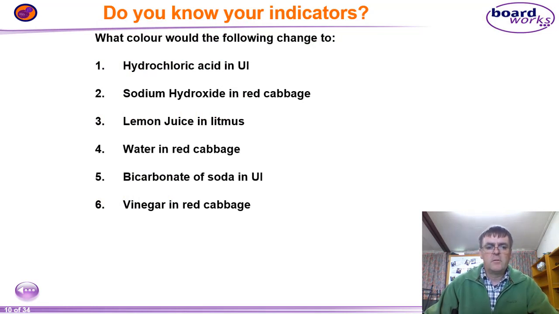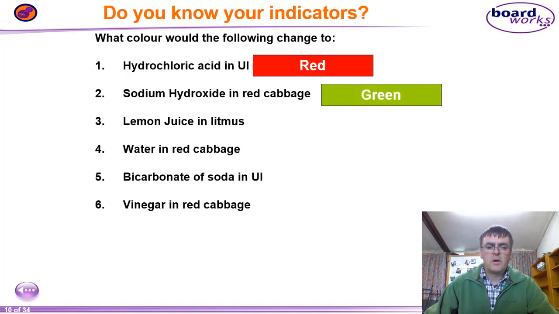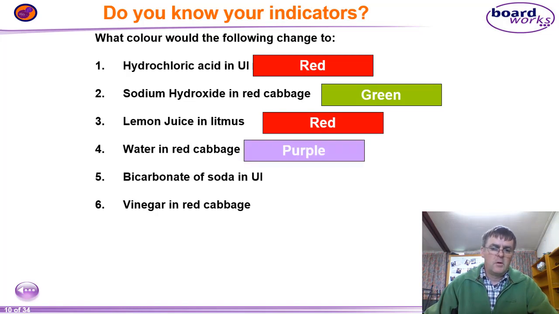So hydrochloric acid in universal indicator is going to be a red colour. Sodium hydroxide, we put that in red cabbage, you get a green colour. So if you're using universal indicator, green will be neutral and safe. But green in red cabbage means sodium hydroxide, which is basic, not safe. Lemon juice in litmus is red. Water in red cabbage, that's purple. Like in universal indicator, purple means a strong base. Water we know is neutral, so in universal indicator it would be green. So you need to know what indicator you're using.